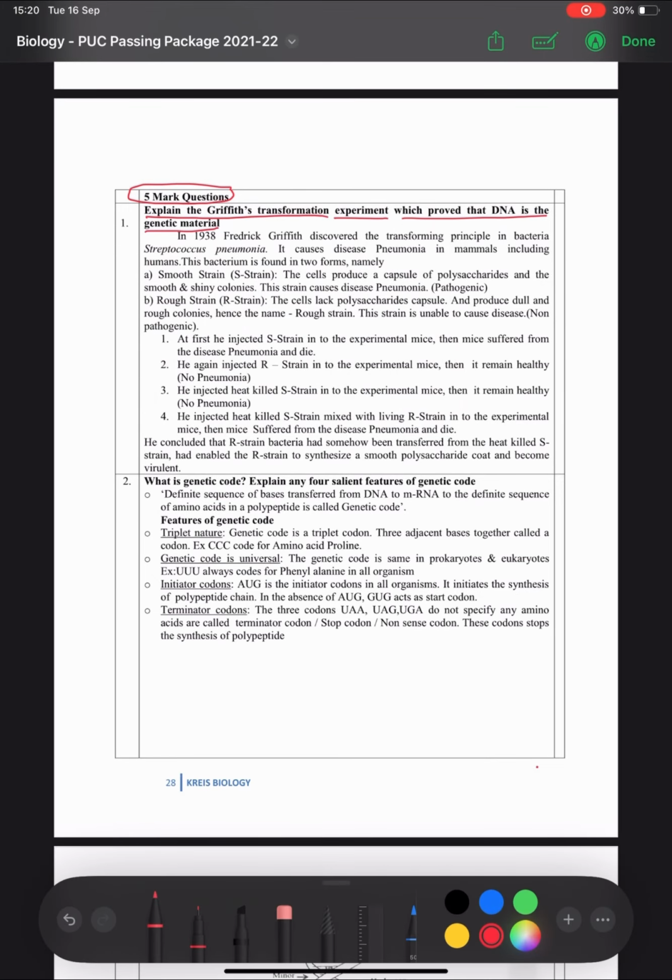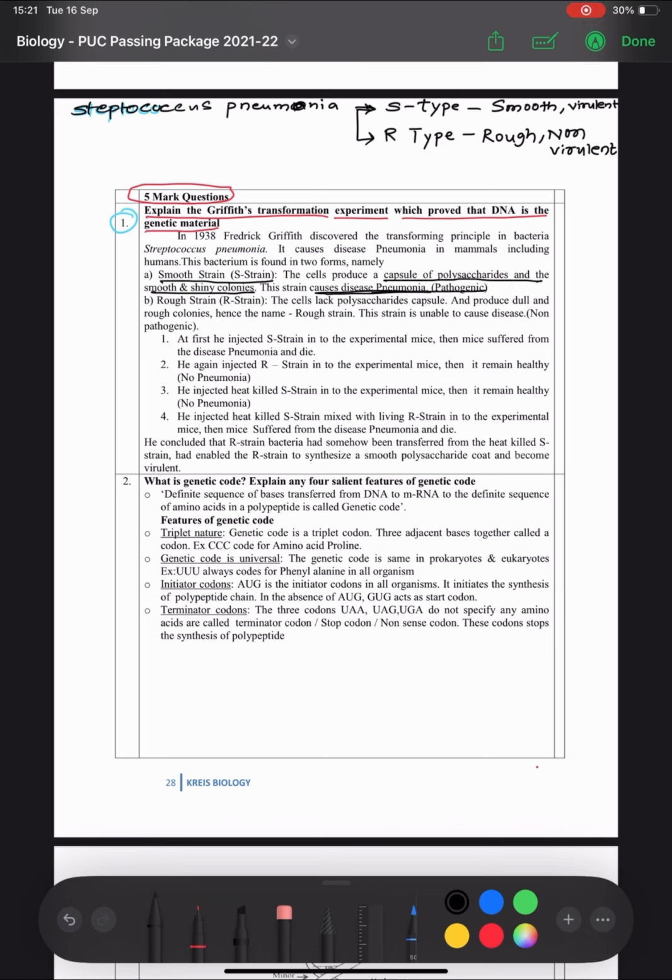First question, Griffith transformation experiment. Griffith worked on bacteria called Streptococcus pneumoniae. In this, there are two types. One is S type, another one is R type. S type is smooth and shiny, whereas R type gives a rough colony. Smooth is virulent, whereas R type is non-virulent. Rough strain, rough colony, is unable to cause disease.